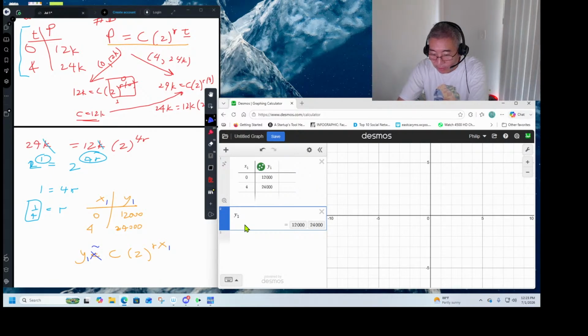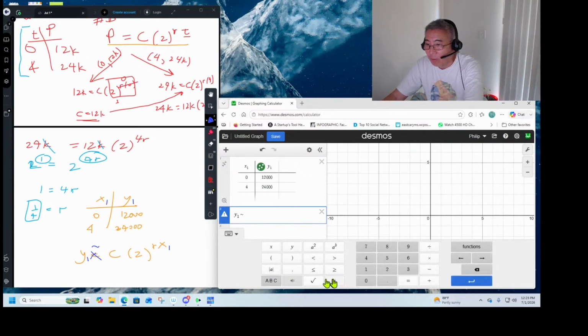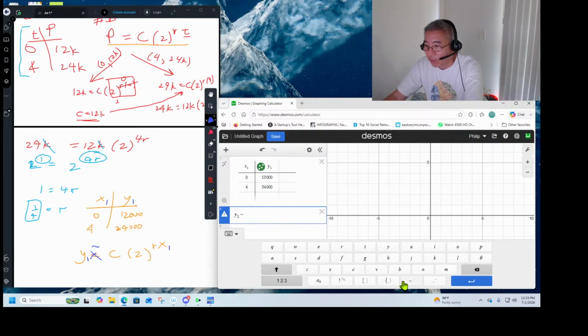Then I put tilde, which I can do with the tilde key, or I can go down to the keyboard and go to ABC, and I can press the tilde right here. Okay. No, it did a weird symbol there. A mathematical symbol for, I think it's approximately.